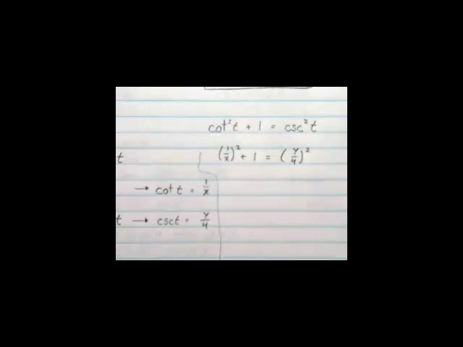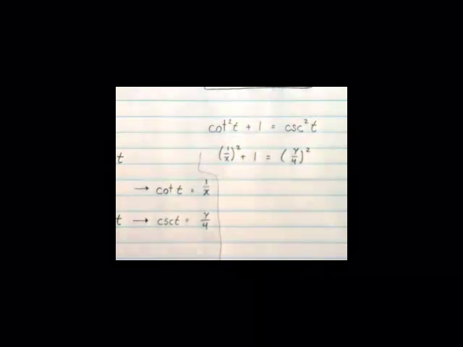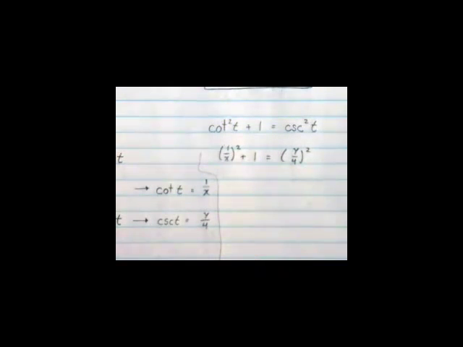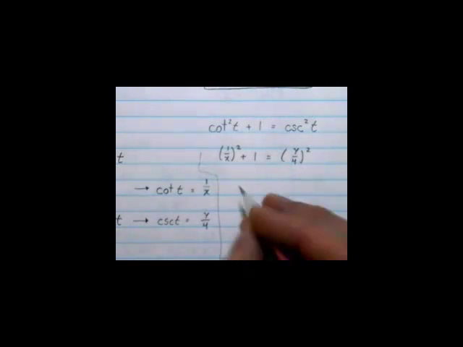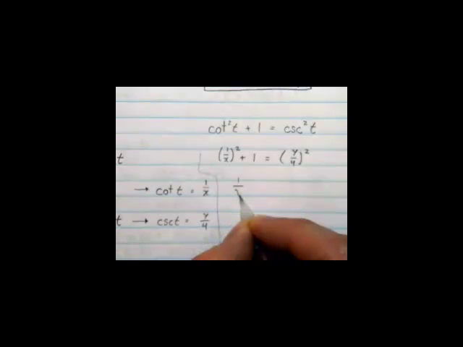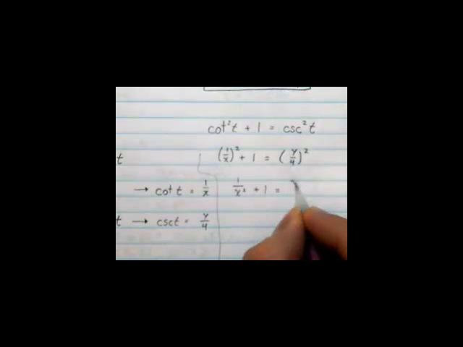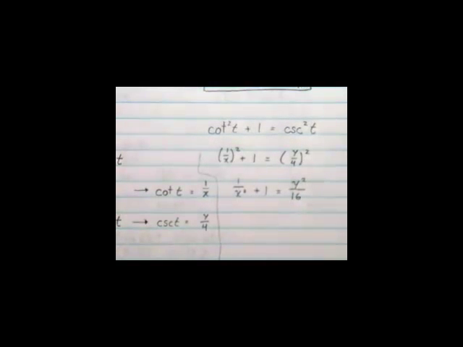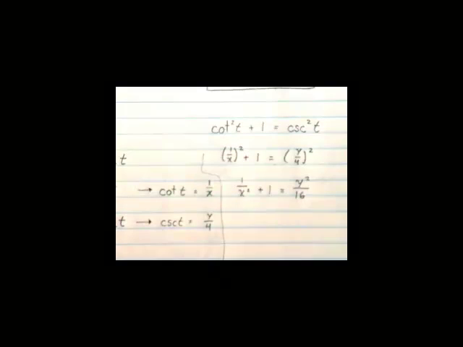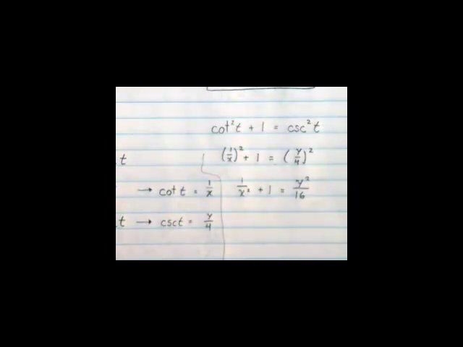And then it's going to be that same kind of song and dance where you multiply them out and simplify so there are no fractions. So we've got 1 over x squared plus 1 equals y squared over 16. Again, what can I multiply the entire thing by to eliminate all the fractions? Yes, 16x squared.